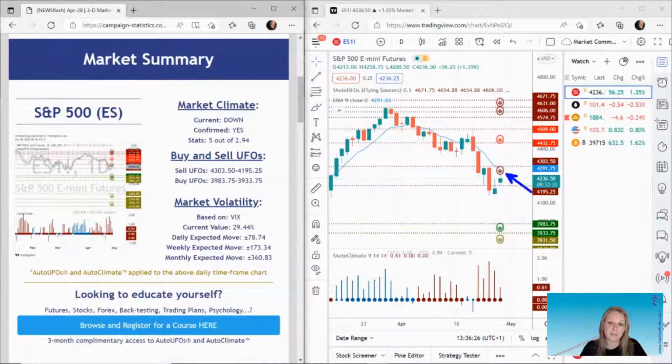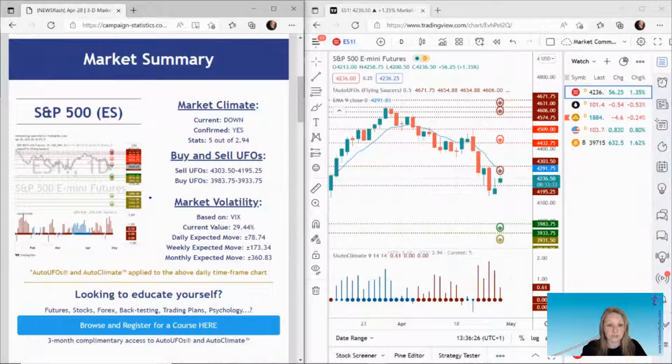We also have sellers here between 4303.5 to 4195.25. So again, selling pressure down. We've got a little ways to go before we hit the buyers at 3983.75 to 3933.75. So overall, probability down, climate telling us probability is down, sellers above us pushing down at the moment, and a little ways to go before we hit the buyers. Overall, more likely, probability down.